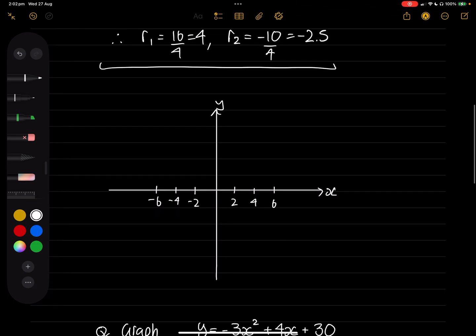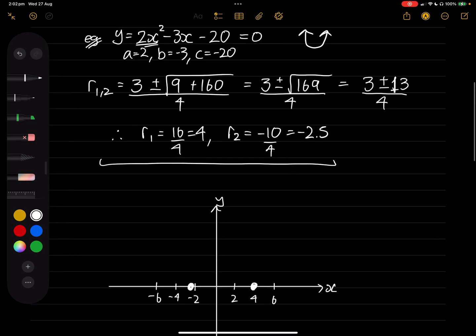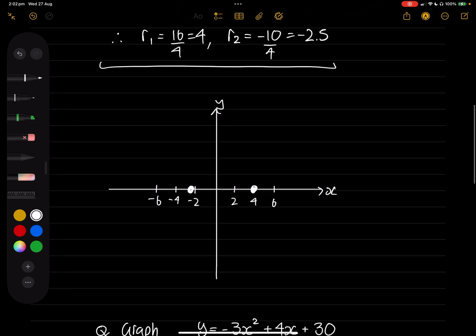So let's graph the roots. Well, one of them is at 4, one of them is at minus 2.5. We said that it was a positive parabola, so we're just going to draw our parabola through, and it will look something like this. That's pretty good. And this is just an approximate graph.